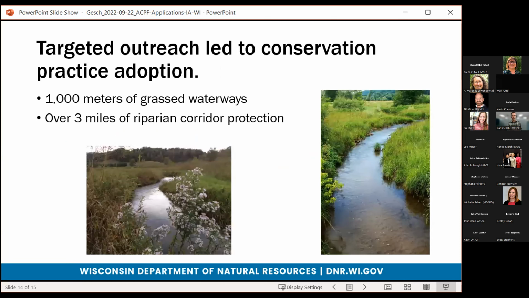Then using that information, they proceeded to do very targeted outreach to the landowners along the stream, with the priority being the highest risk fields for runoff and soil loss to these streams that were really important for trout habitat. The result of that outreach was installation primarily of grassed waterways and protection of the riparian corridor along these sensitive trout streams. And they did observe some noticeable improvements in the trout communities in those streams as a result of the habitat work.